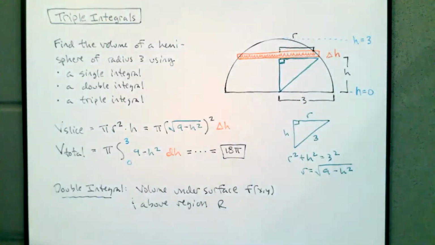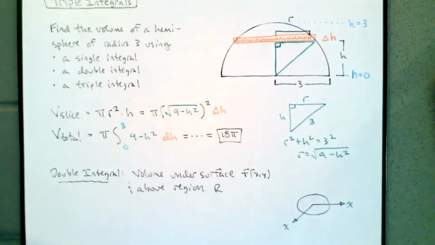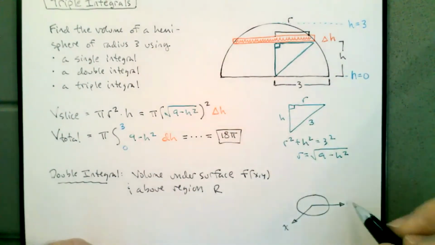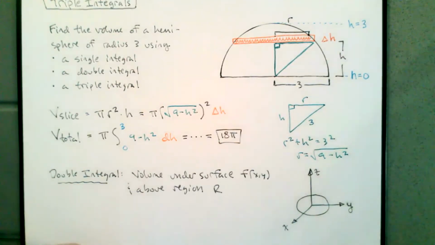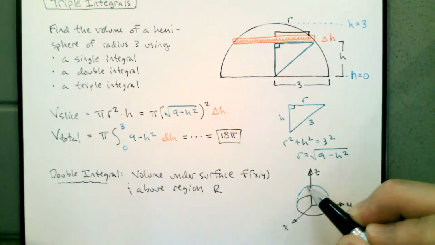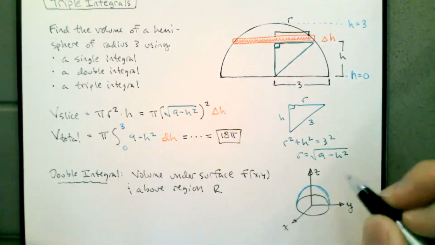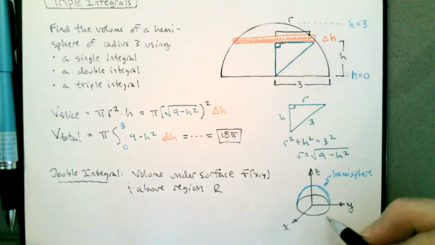So let's think about that. What we're going to have is the base is going to be a circle in the xy plane. And z will be some height above the xy plane. So there's a hemisphere above a circle.